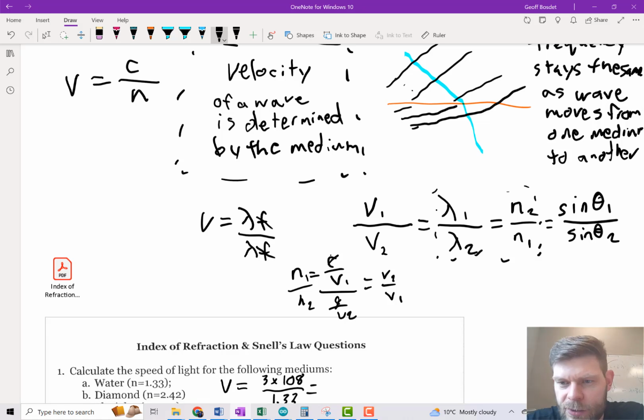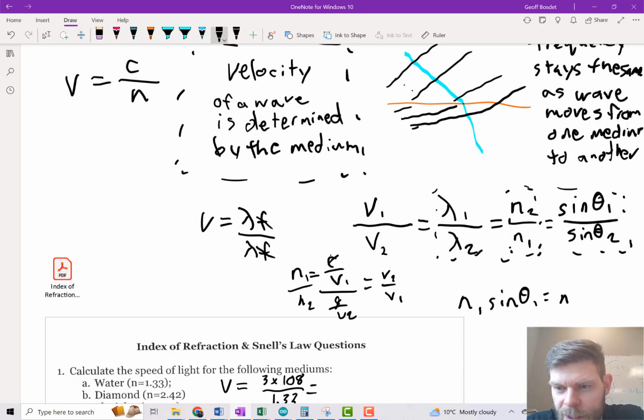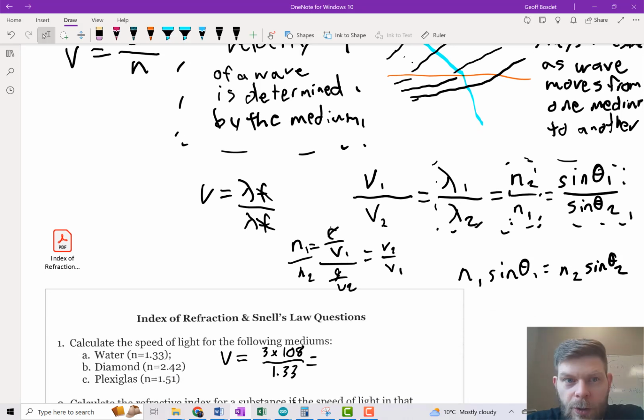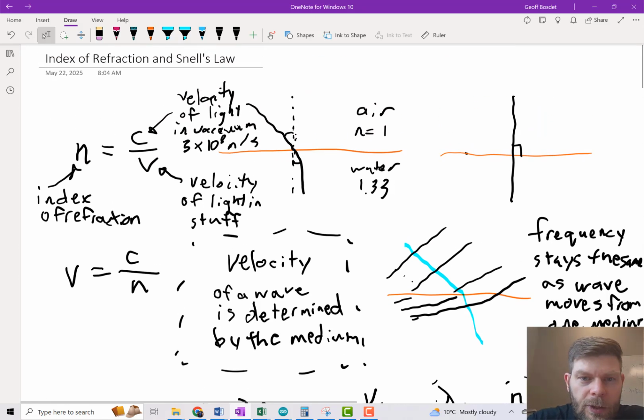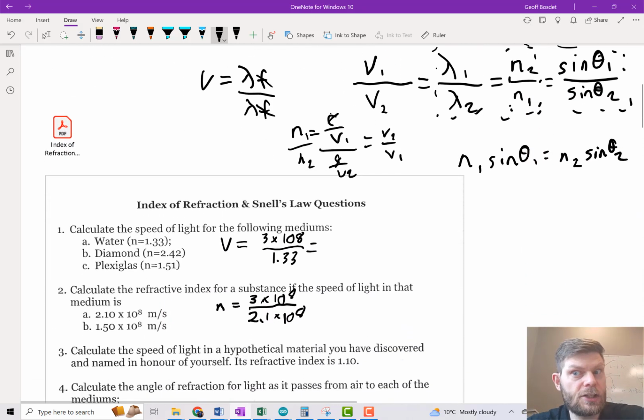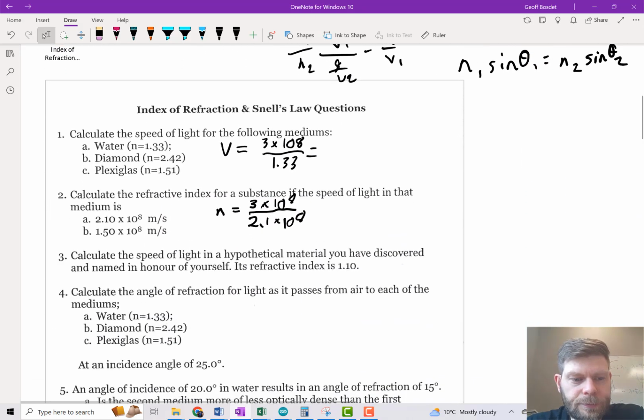And the other one is Snell's law, which is just basically like making these equal to each other and just rearranging. So index in substance 1 times sine of the angle in substance 1 equals index in substance 2 times sine of the angle in substance 2. And this is the angle relative to the normal. Notice we always measure relative to the normal, imaginary line perpendicular to the surface. The interface between the mediums.